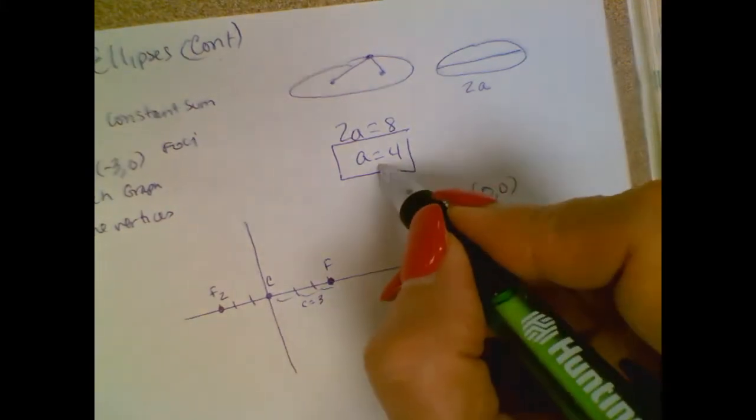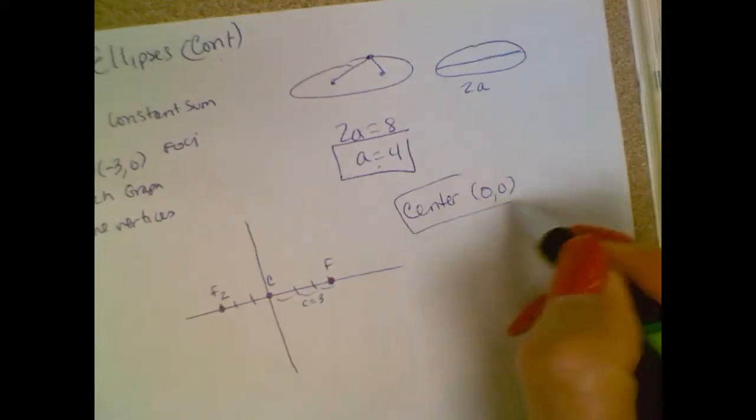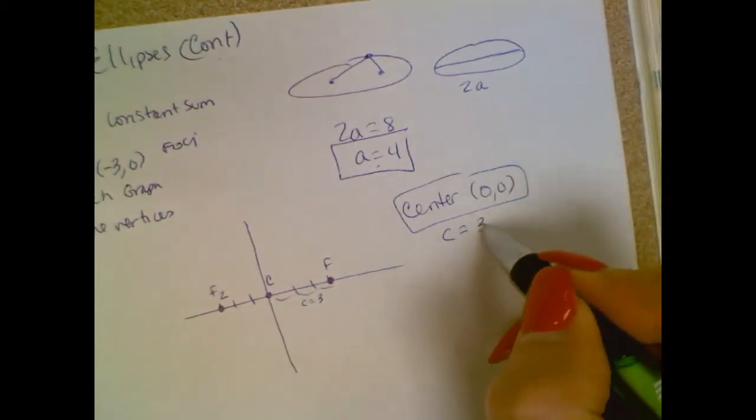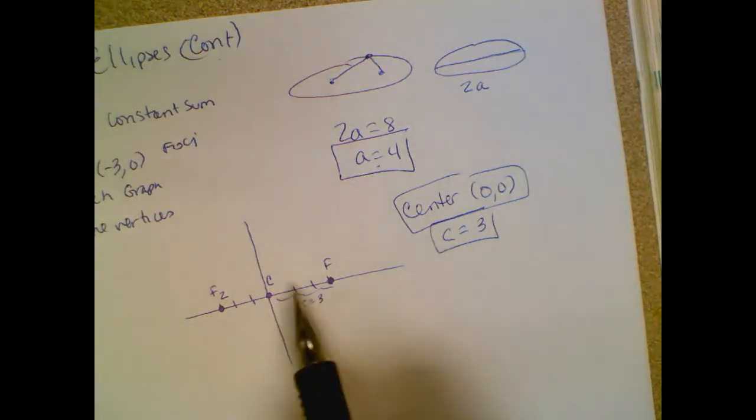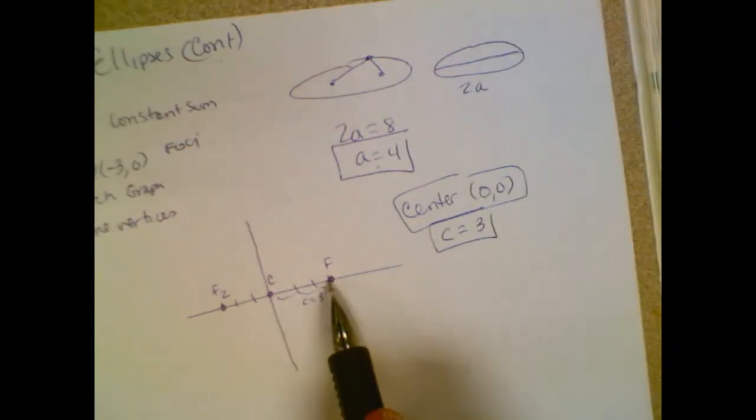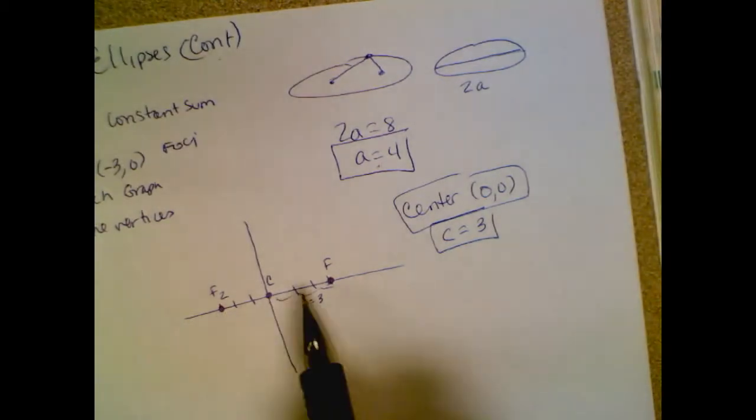So not only do we know that a is 4, we know the center is 0, 0. We also know that c is 3, because the c is the center to a focus distance. So that's 3 and that is 3.